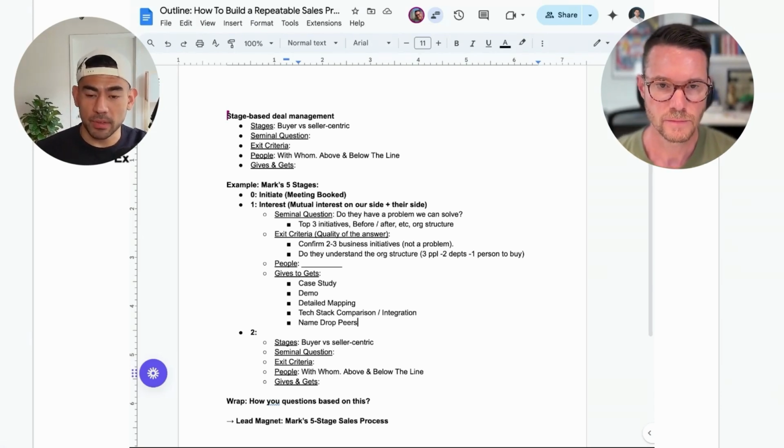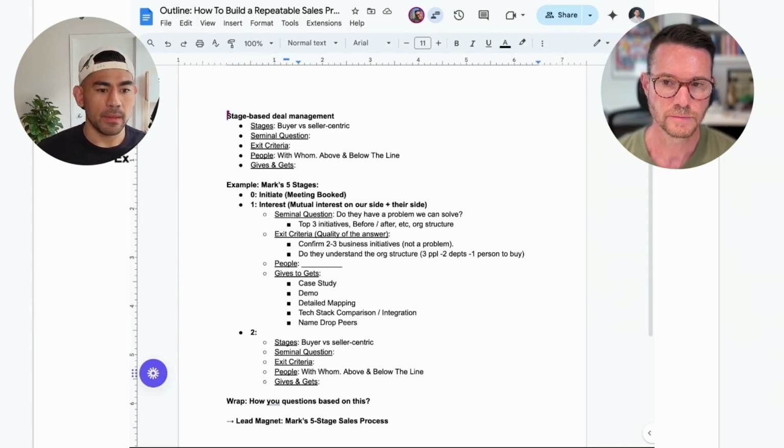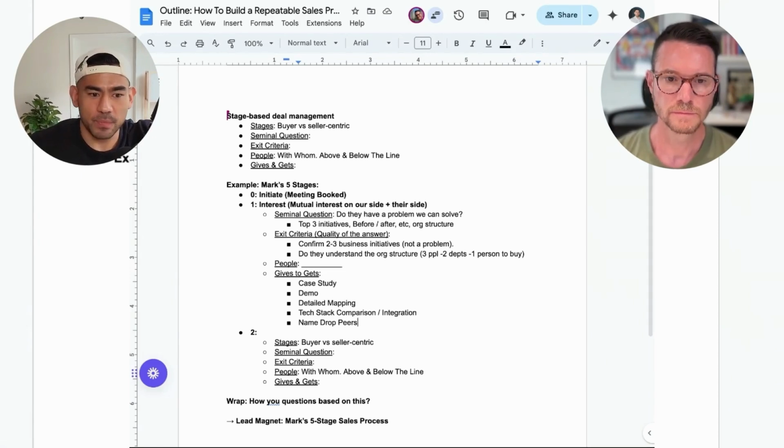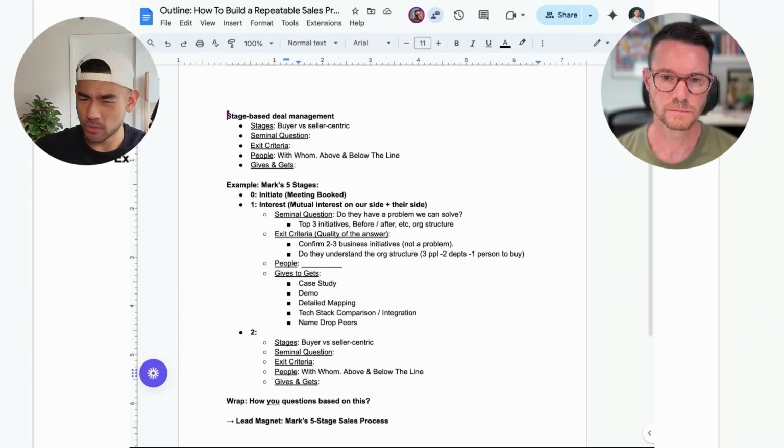And my understanding of this from our prep earlier is that there are certain people who are lower or below the line that might be able to give you the early exit criteria, but the later you get into the sales cycle, the more likely you are required to get someone higher up to give you that exit criteria. So for example, you could have someone who's at the line confirm 2 or 3 business initiatives, and they might understand the org structure. But if we get to stage 4, they're probably not going to be the person giving us the exit criteria of commercial agreement. Do I understand that correctly?